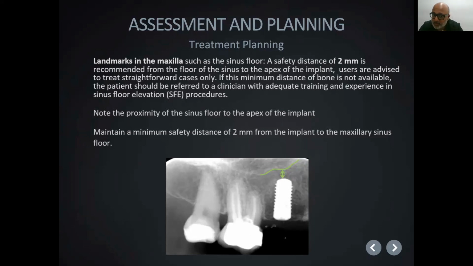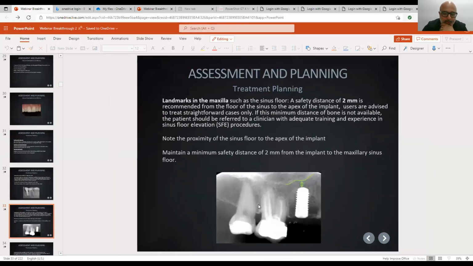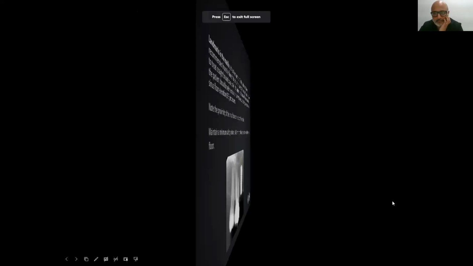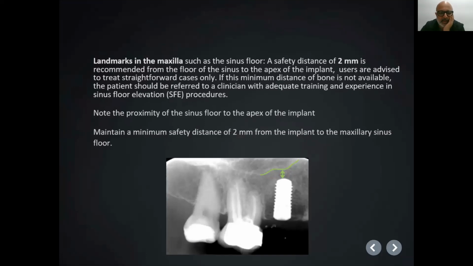Note the proximity of the sinus floor to the apex. Maintain a minimum safety distance of 2 mm from the implant to the maxillary sinus floor. That's what I would recommend.